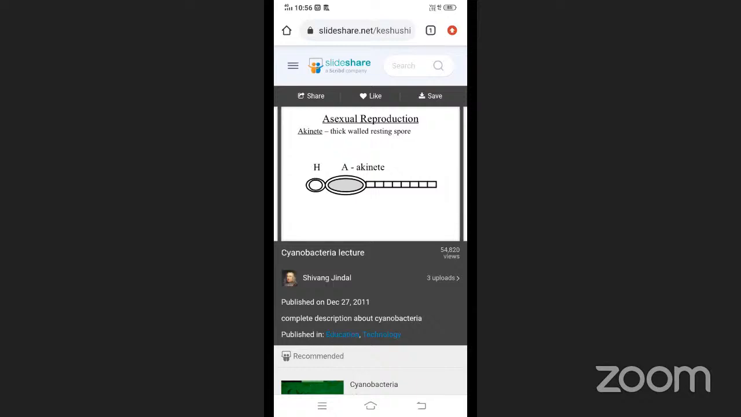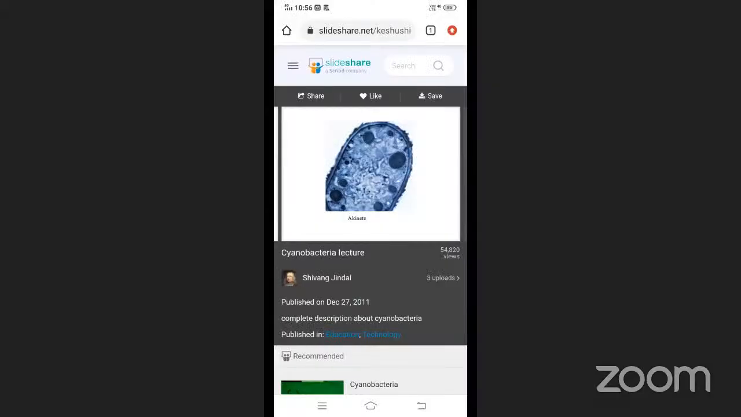Another one is the endospore. Endospores are also formed, in favorable conditions only. This is also an actinide picture. So this is the actinide diagram. The endospores are formed in favorable conditions only.